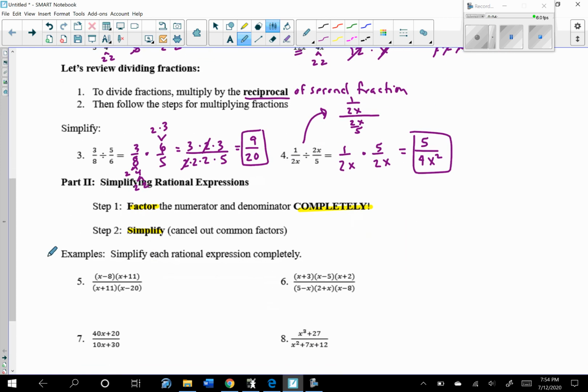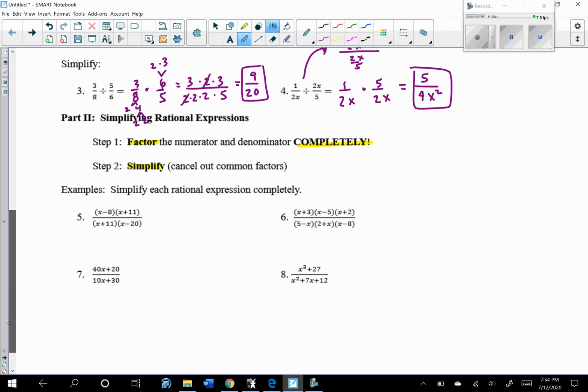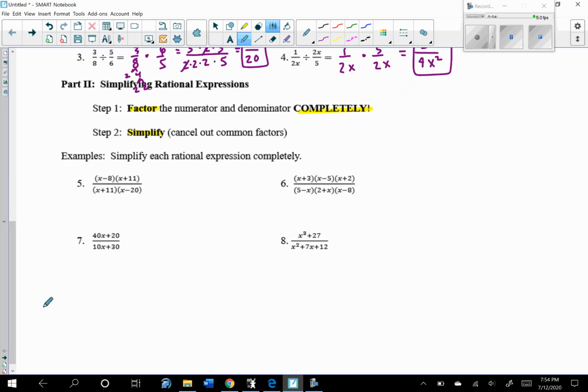So simplifying rational expressions now. First we factor the numerator and denominator completely, and then simplify by canceling out common factors. So here are some examples of simplifying each rational expression completely. First thing you would do is factor. This is already in factored form, so that makes it easier. And then I'm going to cancel out my common factors. I notice that the x plus 11 and the x plus 11 are common factors, so those are going to cancel out. And that means I'd be left with, in my numerator, x minus 8 over x minus 20.